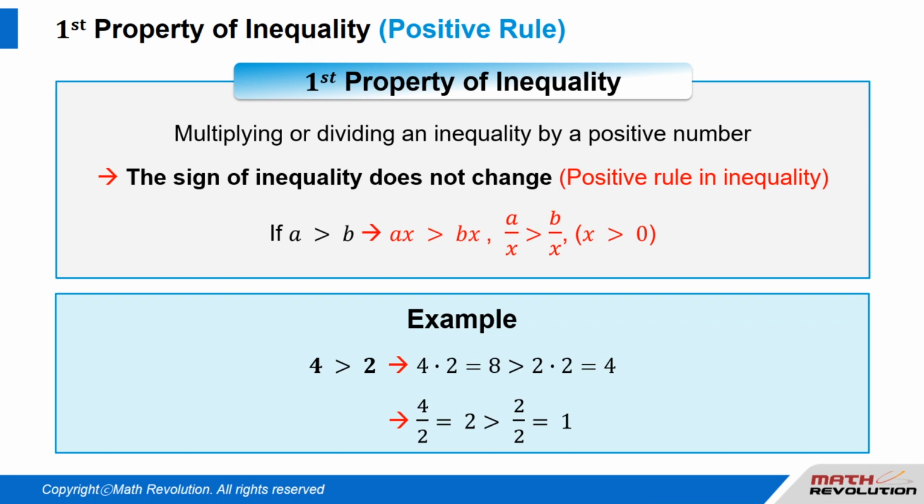For example, 4 is greater than 2. When we multiply both sides by 2, we get 4 times 2 is greater than 2 times 2, or 8 is greater than 4. Thus, the inequality sign does not change. When we divide both sides by 2, we get 4 over 2 is greater than 2 over 2, or 2 is greater than 1. Thus, the inequality sign does not change.